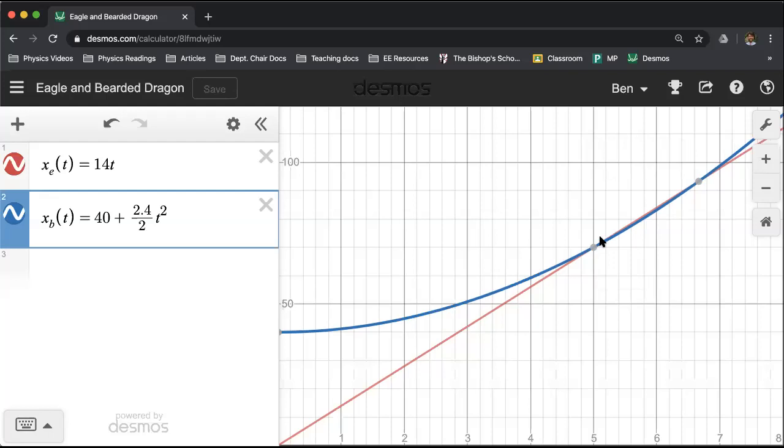So at the first point when the eagle catches the bearded dragon, that's probably where it's going to sink its talons into the bearded dragon and eat it. But if it didn't, if it just flew past and everything continued the same, then the bearded dragon would surpass the eagle at this second root. So that's the meaning of the two roots. And for our problem, just because of the statement of the problem and the meaning of what's happening, we really only care about this first root. That's when the eagle catches the dragon for our purposes.